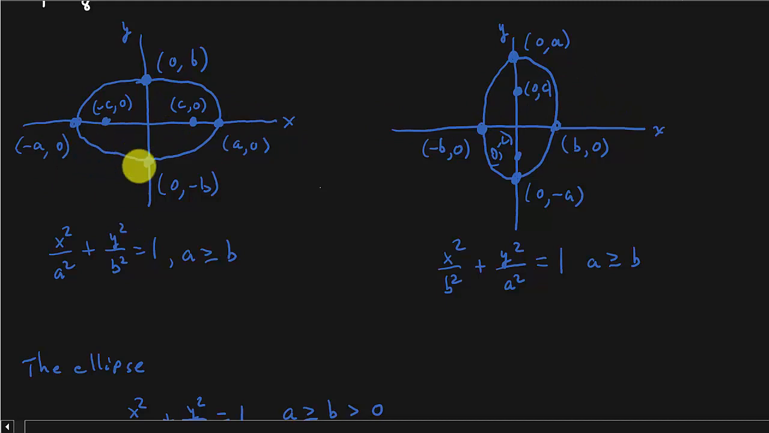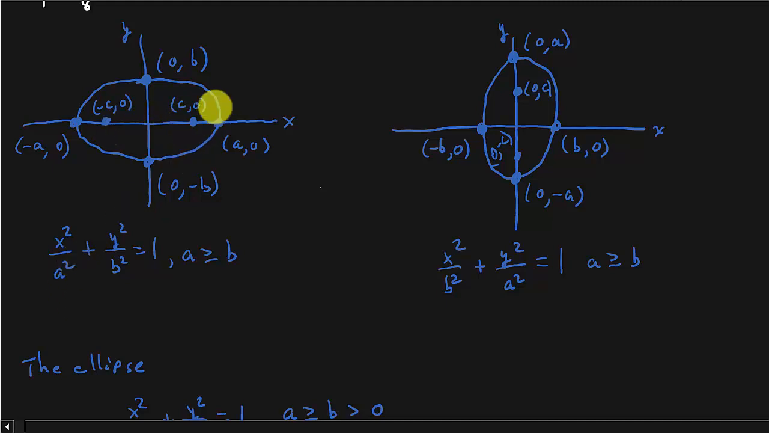So in this picture, we have the negative a0 and a0. These are called your vertices. And the line that connects your vertices, that's called your major axis. And then this line here, that would be your minor axis. All right. And then the points here, negative c0 and c0, these are called your foci.